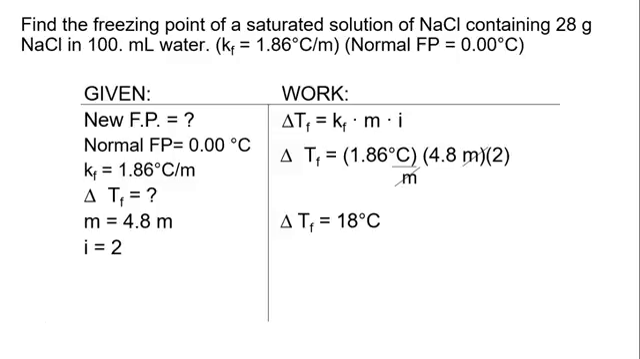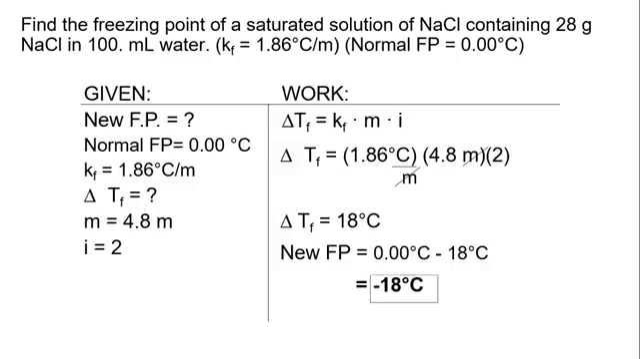Now we need to figure out the new freezing point, and since freezing point is lowering, it's a depression, we're going to take the original freezing point, 0 degrees Celsius, and we're going to subtract 18 degrees. And so that works out to be negative 18 degrees Celsius.